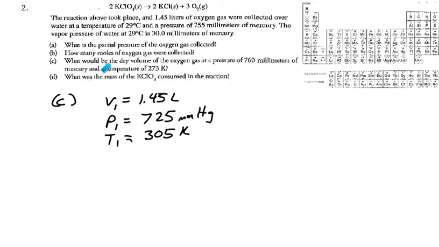In part C, they want to know what would be the dry volume of oxygen gas at a pressure of 760 and a temperature of 273. Now remember, there's nothing mysterious about dry volume. They're just saying that this originally was not a dry volume. In other words, we hadn't subtracted out the water vapor yet. So when we subtracted it out and got 725 millimeters of mercury, that was a dry volume.